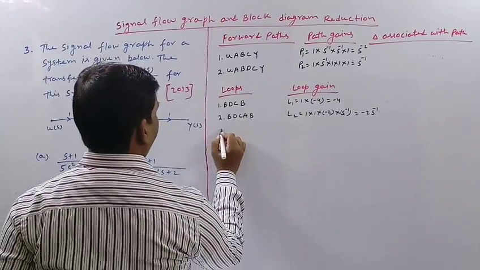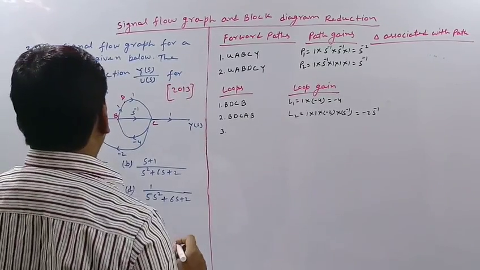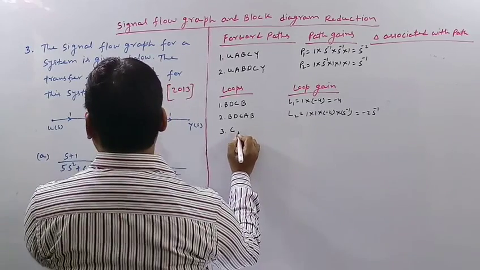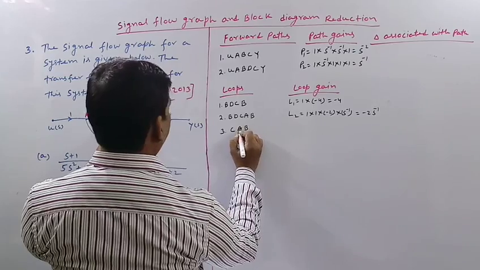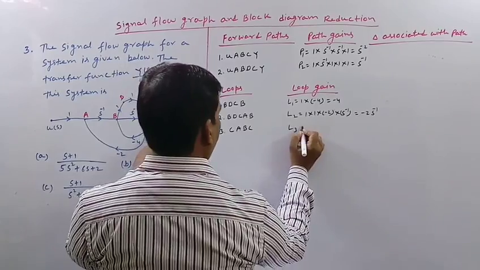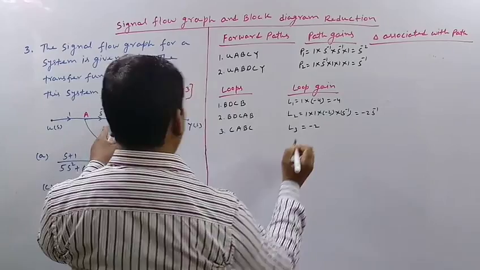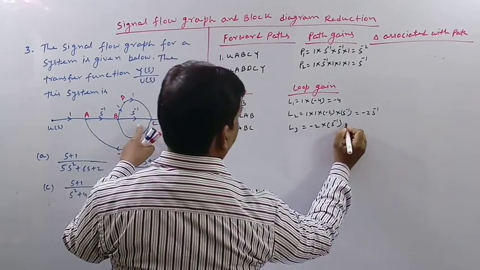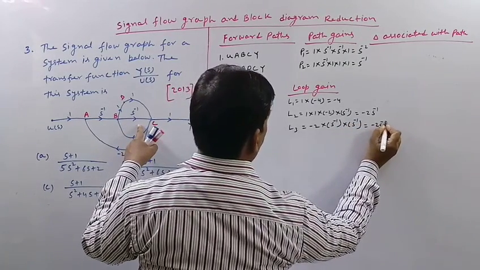What will be the third loop? The third loop will be C, A, B, C. The loop gain for this loop will be minus 2 multiplied by s to the power minus 1, multiplied by again s to the power minus 1. So it will be minus 2 s to the power minus 2.